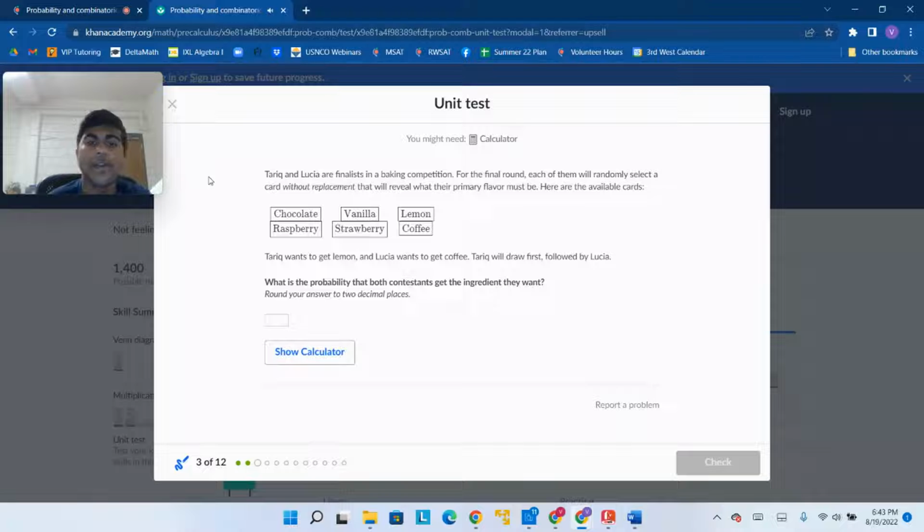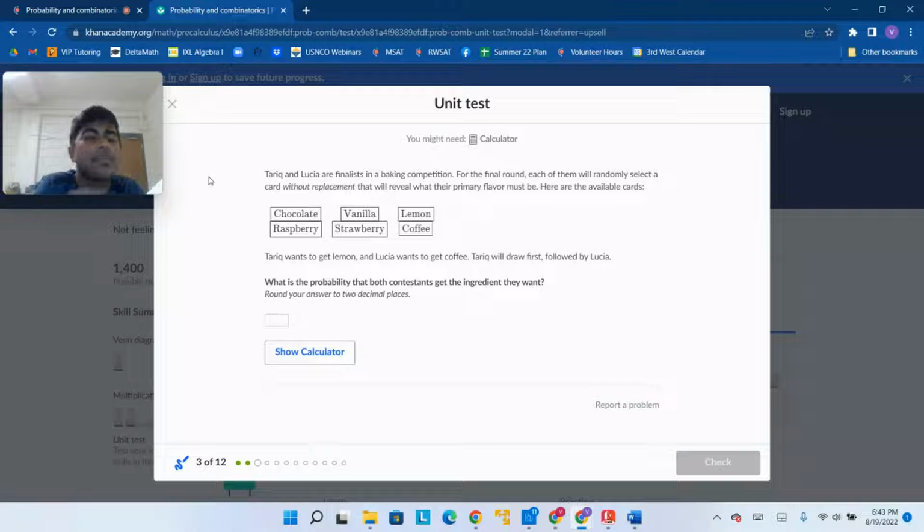Tariq and Lucia are finalists in a baking competition. For the final round, each of them will randomly select a card without replacement that will reveal what their primary flavor must be. Here are the available cards: chocolate, vanilla, lemon, raspberry, strawberry, coffee. Tariq wants to get lemon, and Lucia wants to get coffee. Tariq will draw first, followed by Lucia. What is the probability that both contestants get the ingredient they want?